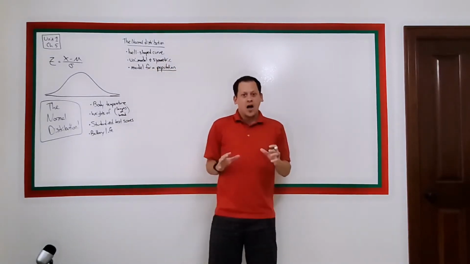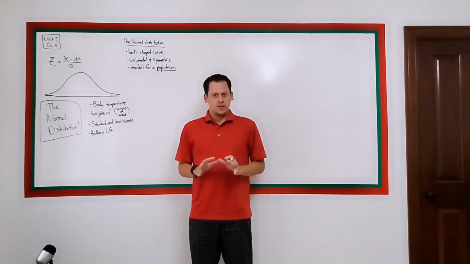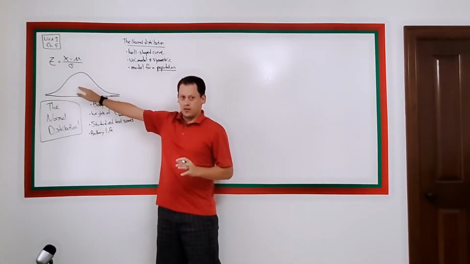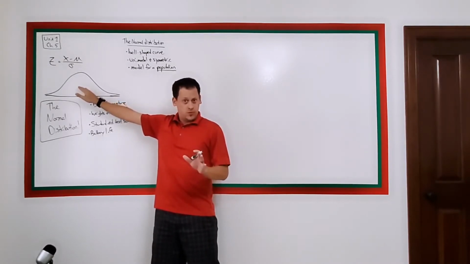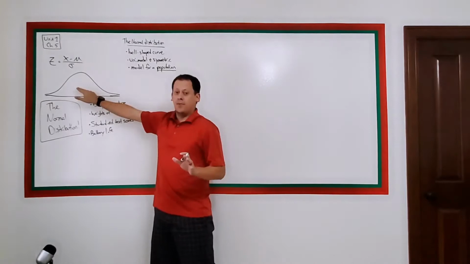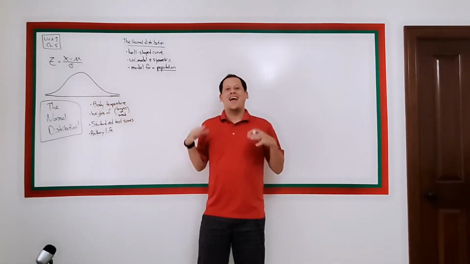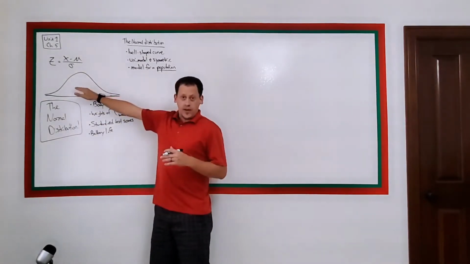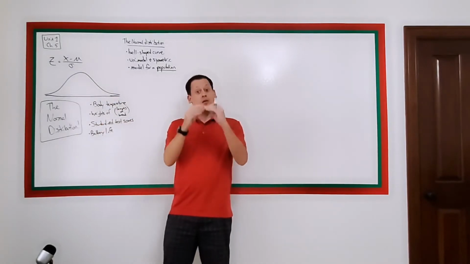And it is a model for a population. It is very important that you understand the distinction here. When we are talking about this curve, we are not referencing a sample. This represents a population, and it's what we are estimating that it looks like. A sample will never look like this because a sample would give us a histogram with bars.